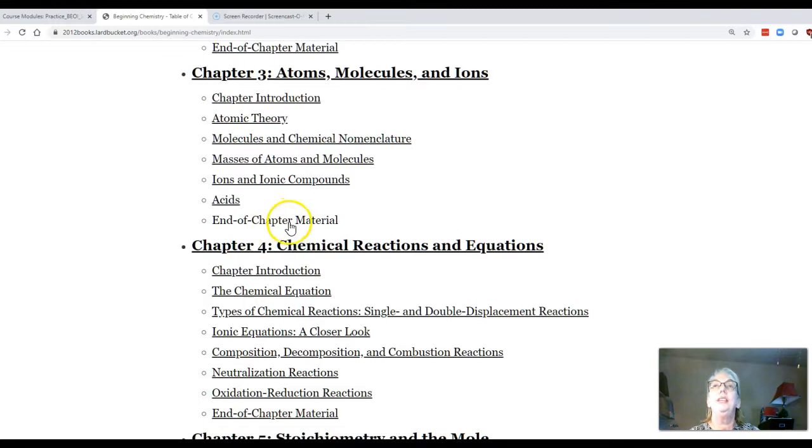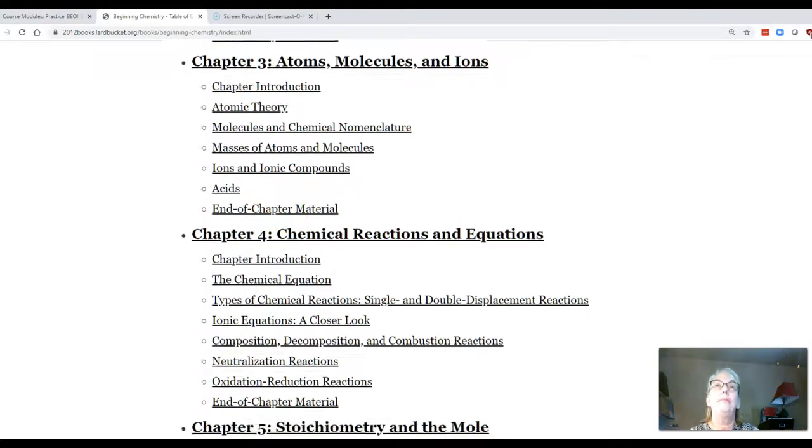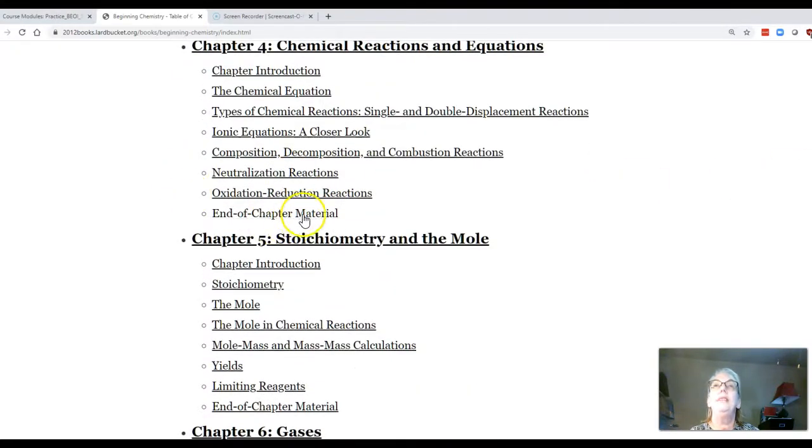Each chapter is going to have end of chapter material. So please go there to find the homework for each chapter. So in each module, if we're in the chapter 4 module and it says do the homework, then there's going to be homework here at the end of the chapter.